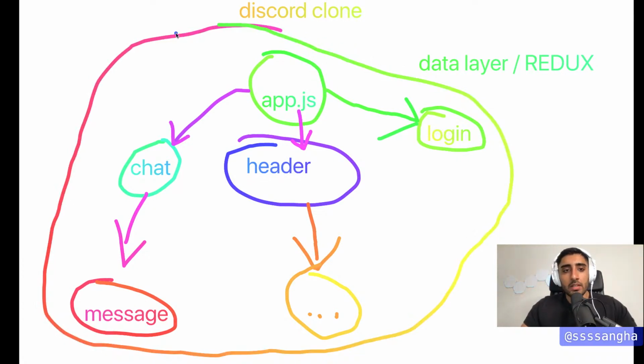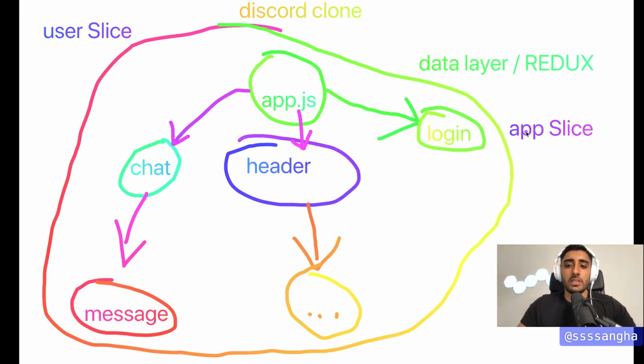So we're going to have something called the user slice, and this will have all the information about a user. And then we're also going to have something like the app slice, which will have generic information about the app, like which channel you're in. We could call it channel slice, but in this case, I'm just going to say app slice.